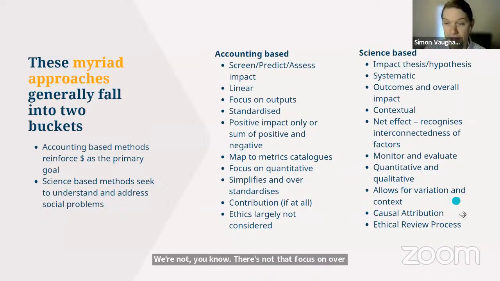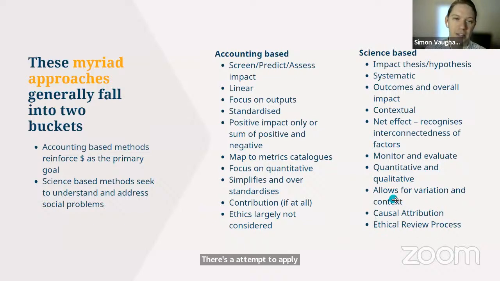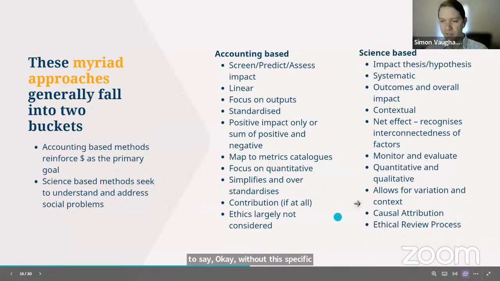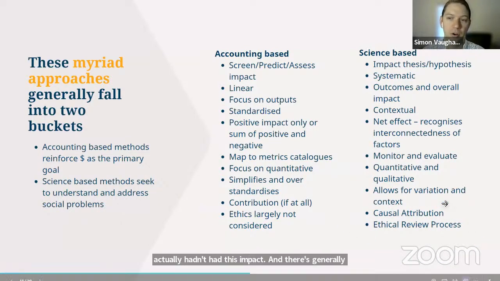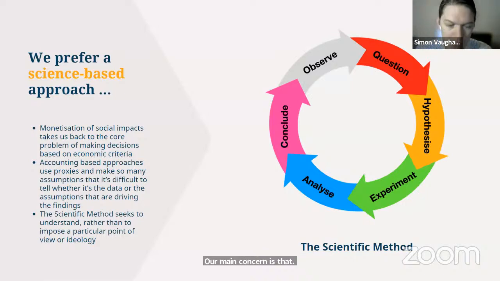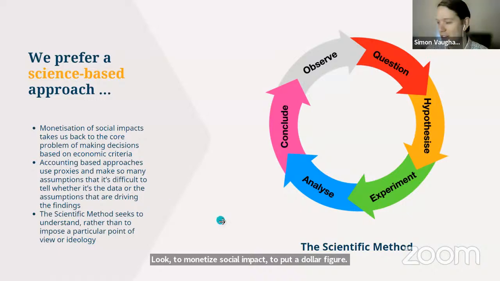There's the attempt to apply causal attribution to be able to say, okay, without this specific intervention, it actually hadn't had this impact. And there's generally an ethical review process to make sure that no harm is being done in the approach. And so this is where we sit. In terms of the way Huber Social does measurement, we prefer a science-based approach. Our main concern is that the accounting approaches often look to monetize social impact, to put a dollar figure on social programs. And we worry that that's not a big enough shift. That takes us back to the core problem of making decisions based on financial criteria and can lead us into some of the same traps.